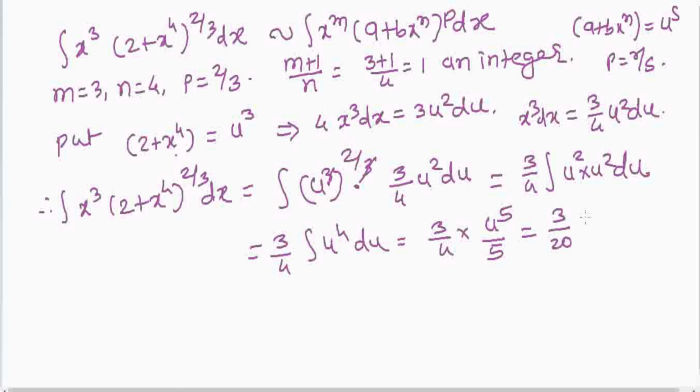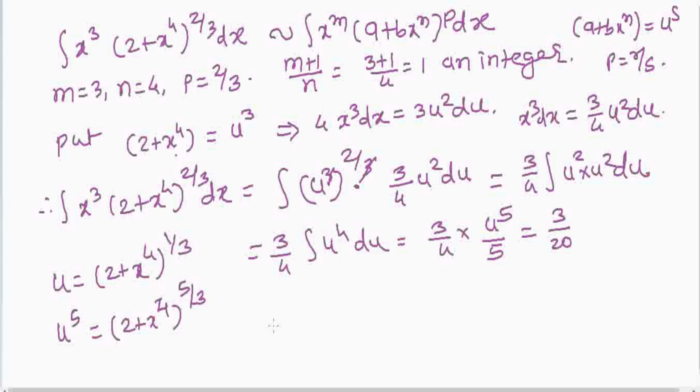And what is u? u cube equals 2 plus x raised to 4, so u equals (2 plus x raised to 4) whole raised to 1 by 3. Therefore u raised to 5 equal to (2 plus x raised to 4) whole raised to 5 divided by 3, and hence the answer is 3 divided by 20 into (2 plus x raised to 4) whole raised to 5 divided by 3. This is the answer of this problem. Now let us see the problem of the third case. One more problem.